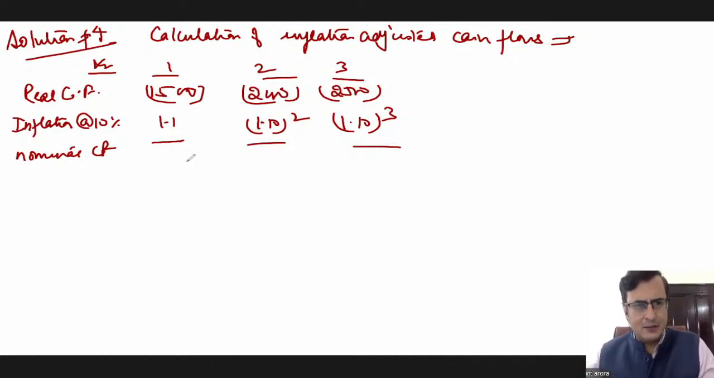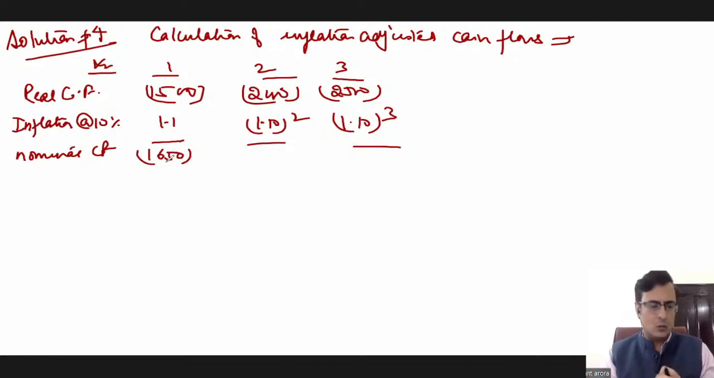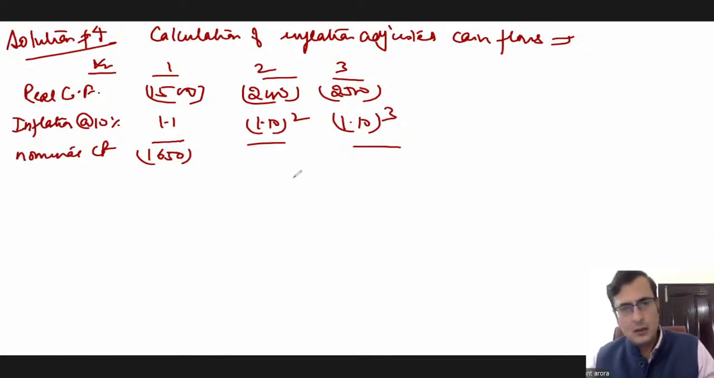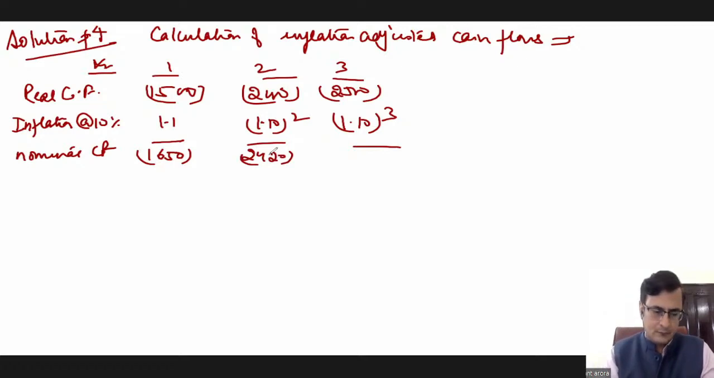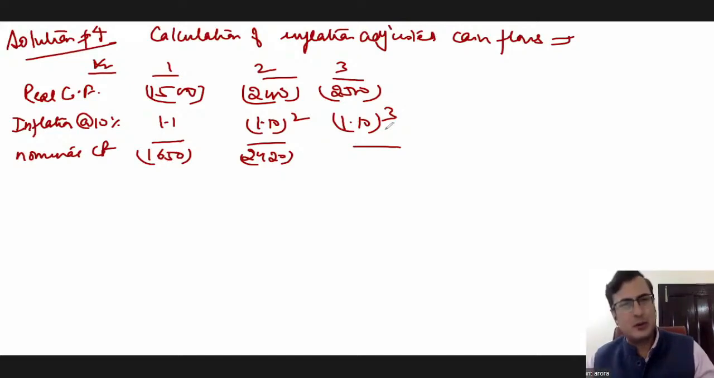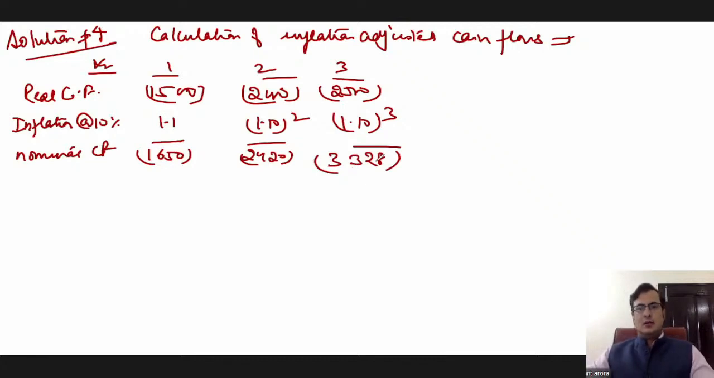The first one is simple, right? 1,500 into 1.1 is 1,650. Then 2,000 into 1.1 into 1.1 is 2,420. Then the third: 3,328, let me put it not in decimal. Clear? Done. No doubts in this.